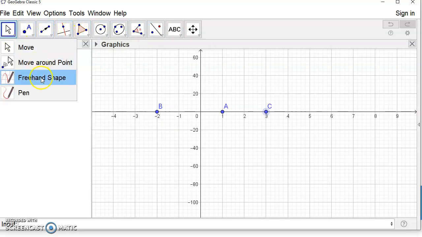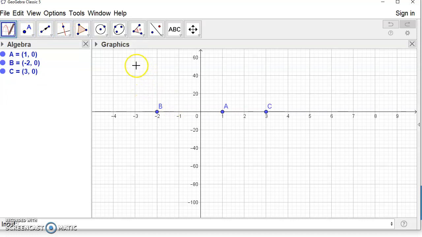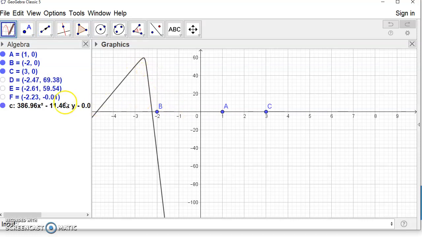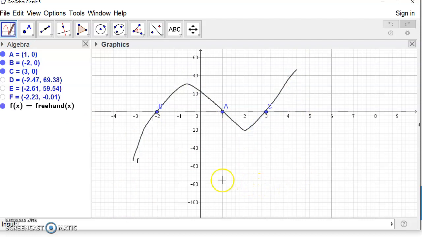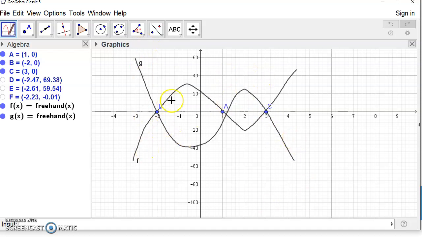I don't usually do this, but there we go, freehand. Either my function starts high and ends low, in which case you already know what to draw: you make sure it goes through all three roots. Or it starts low and ends high, and in that case you go through that way. Something like that is one possibility. The other possibility would be something like this: it comes down and up and down through there, and then its end behavior goes accordingly.